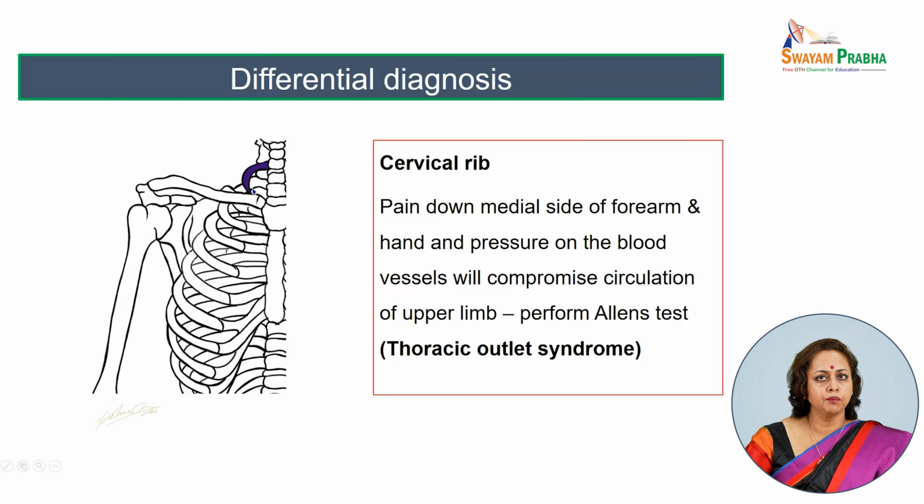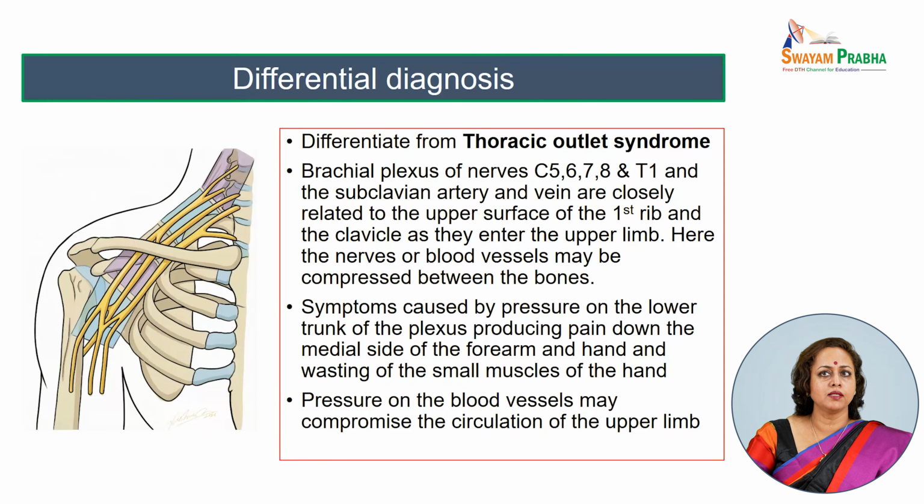Why? Because now the roots of T1 and C8 have to arch over the cervical rib in order to go into the axilla through the cervicoaxillary canal. And so when they arch over, there can be traction on the lower roots, that is C8 and T1. This is also called the thoracic outlet syndrome because not only is the brachial plexus lower trunk involved, but even the subclavian vessels are involved in compression. So this is the thoracic outlet syndrome.